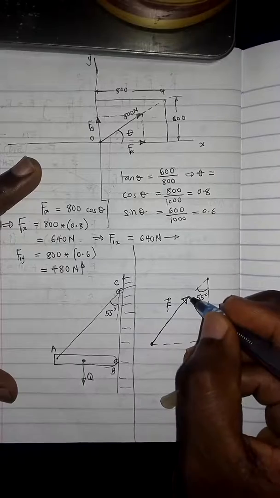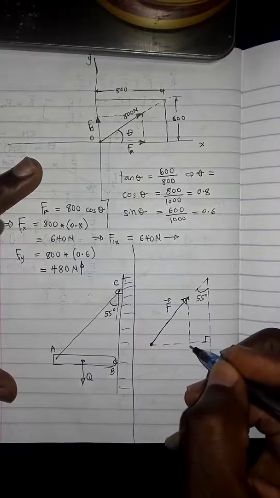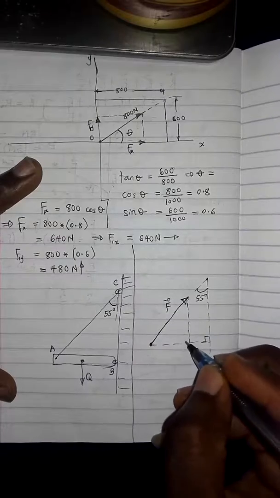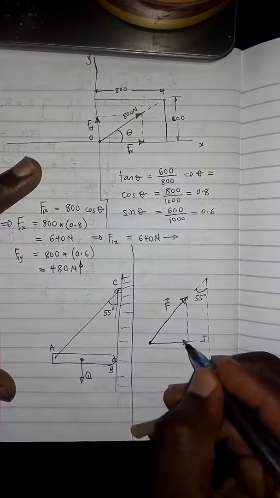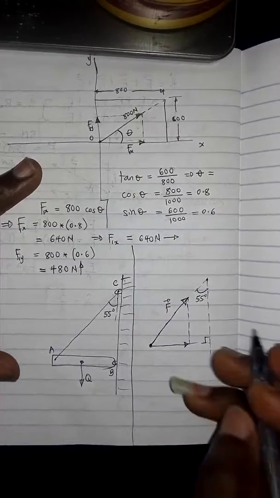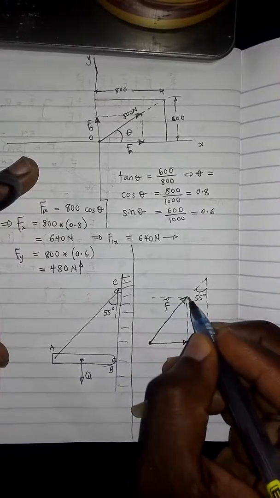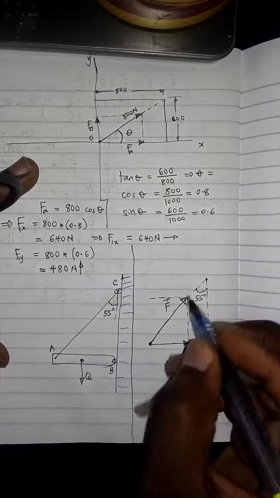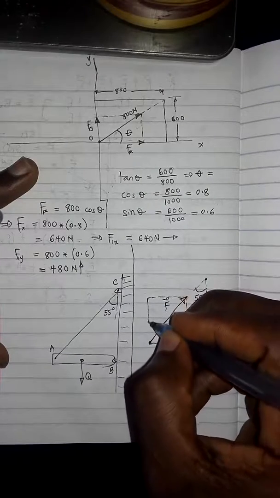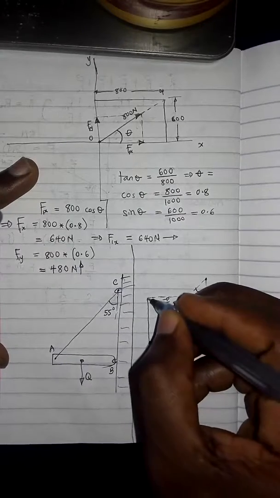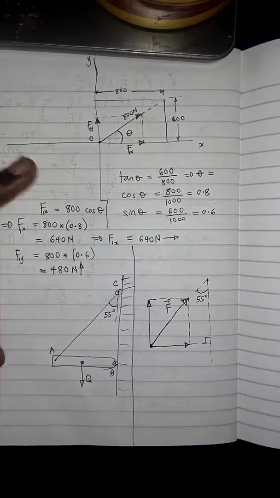We can get the components by extending from the tip of this parallel to the vertical, so as to get the horizontal component. The horizontal component will be directed this way. To get the vertical component, we can extend from the tip of this parallel to the horizontal. When you do that, you get this, and this is going to be the vertical component. So with this we are good to go.